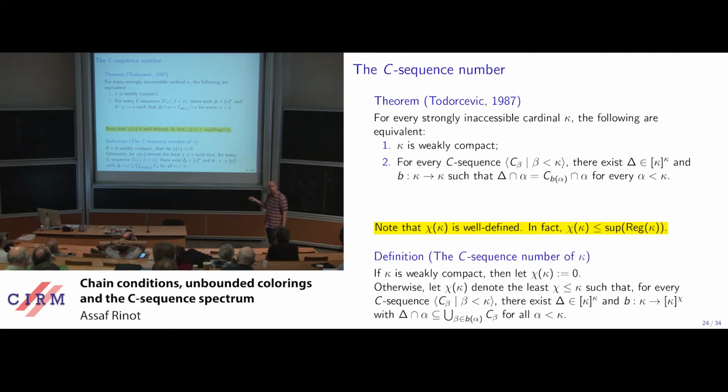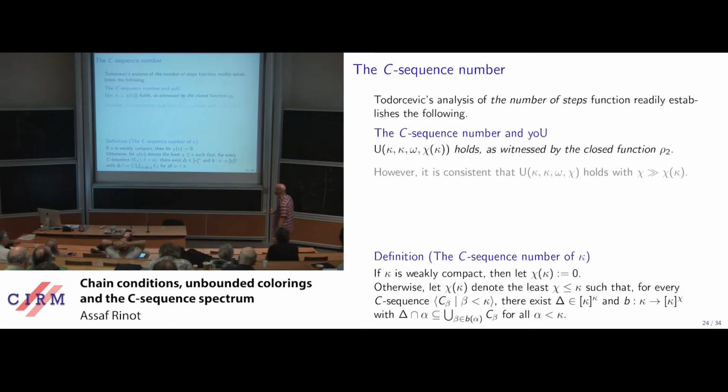And why were we led to discuss this cardinal invariant? Because there is a very fundamental theorem of Todorcevic dealing with the function counting the number of steps of a walk from one ordinal to the other. If you look at the proof, this really readily shows that this function ρ2, counting the number of steps, is a witness for U kappa kappa omega chi of kappa. So this cardinal invariant is really capturing what the proof gives.